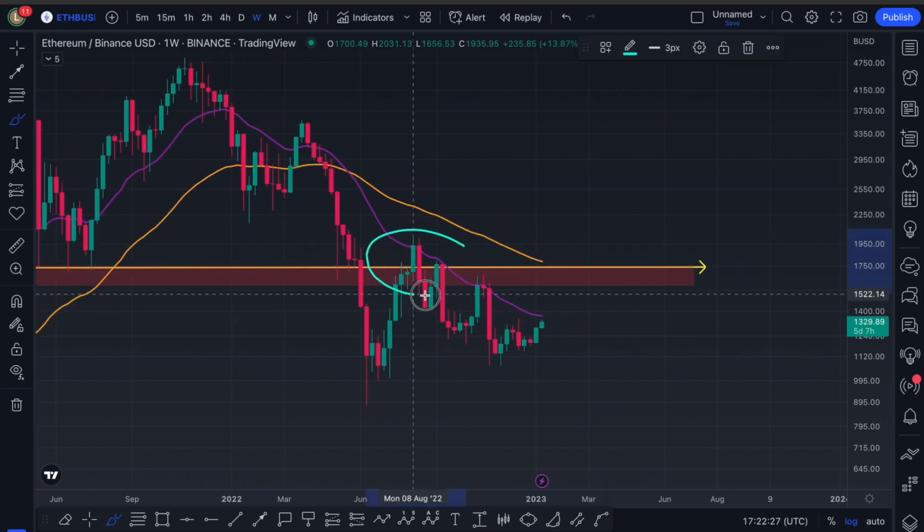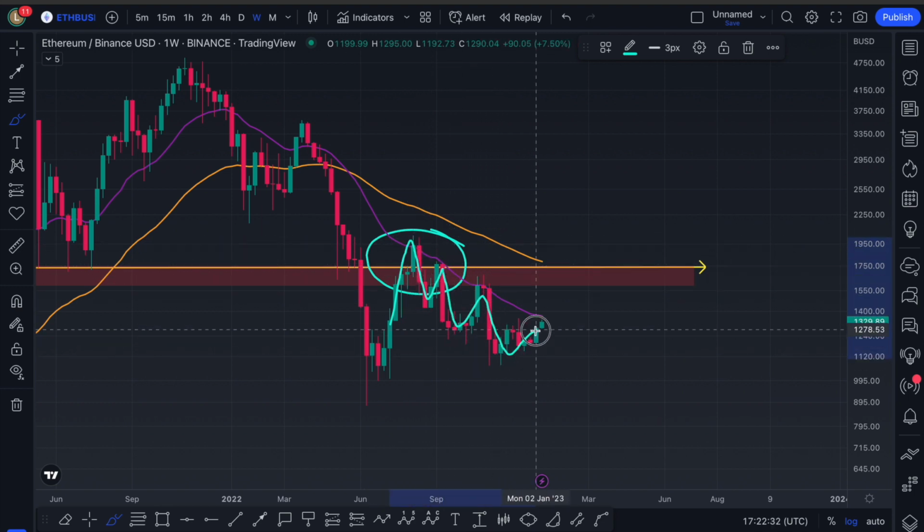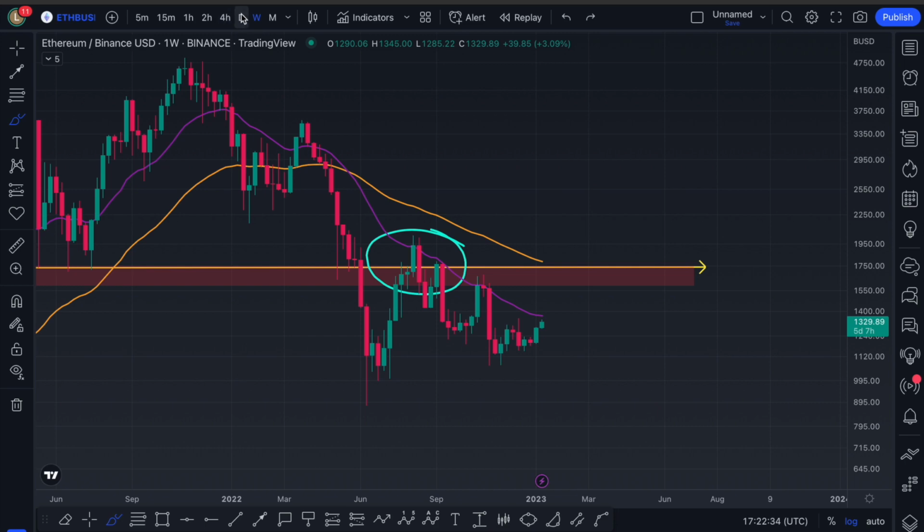But I wanted to zoom into this area where we actually got above, went back under, confirmed it as resistance and continued with our downtrend. So we're going to zoom in now on the daily time frame.